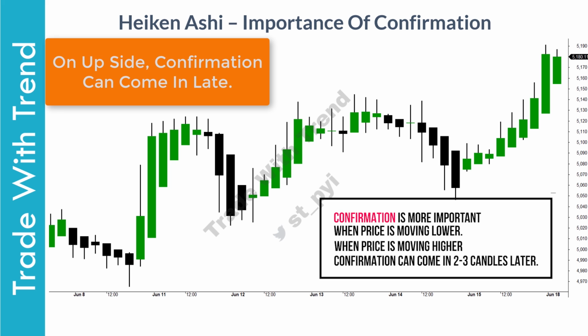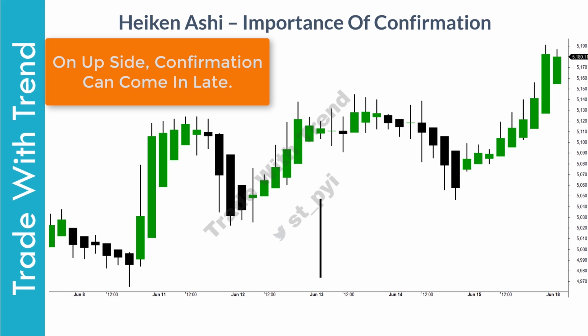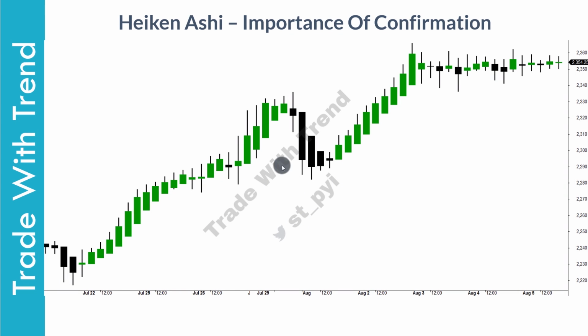But in a downtrend, make sure you're constantly looking for confirmation at each stage. If you look at this chart in front of you, there are two initiation Heikin Ashi candles visible here. Now, once these initiation candles showed up, there was no confirmation from continuation candles. Again, this is very similar to what we saw in the previous chart.